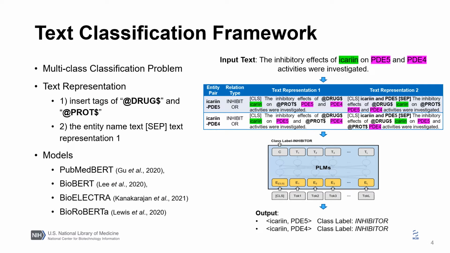In the text classification framework, we treat the task as a multi-class classification problem. We represent a sentence with a drug-protein pair in two different ways. The first representation is to insert entity tags in front of the drug and protein mentions. We also treat the entity name tags as the first sentence and use the SEP tag to concatenate it with the first-way sequence as the second representation. Then we use a biomedical pre-trained model to classify the text into the relation label.